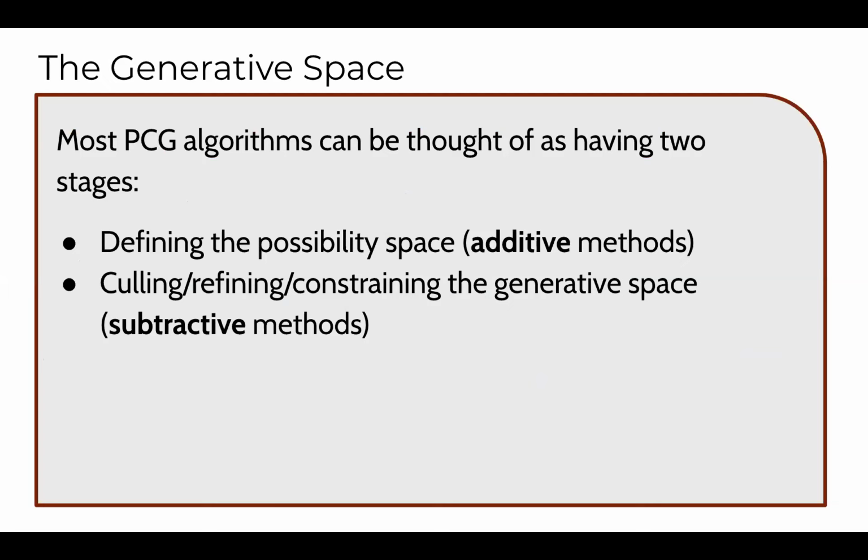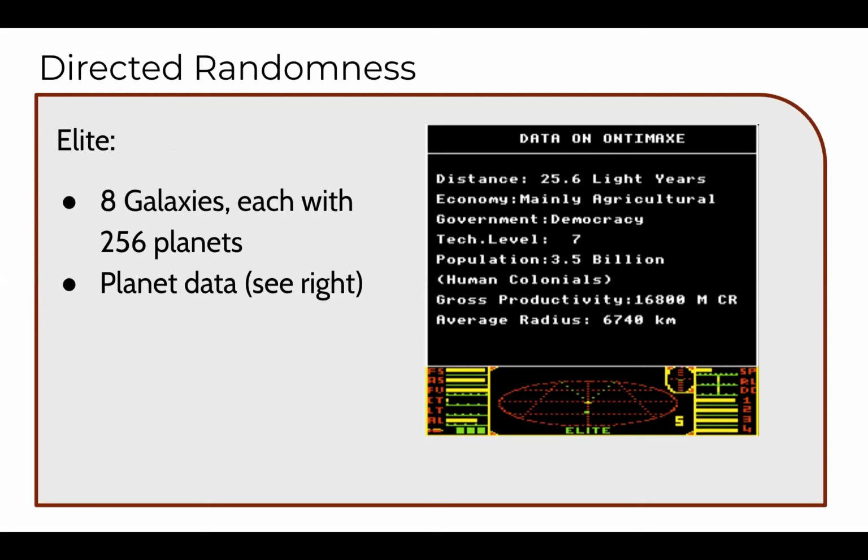So as an example, the game Elite, which we talked about at the beginning, uses pseudo-randomness. They had 8 galaxies, each with 256 planets, and they used the same random seed to generate all of the data for each of these galaxies, including the data for individual planets. So you can see each planet is associated with a location in the space, and so you can calculate how many light years away it is from where you currently are, an economy, a government, tech level, population, and so on. Now, some of these things are just numbers, which probably have specified ranges.